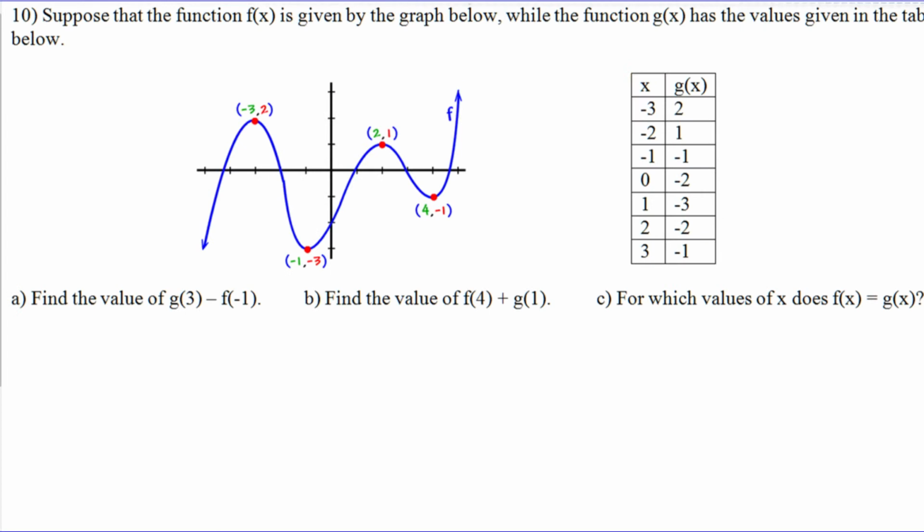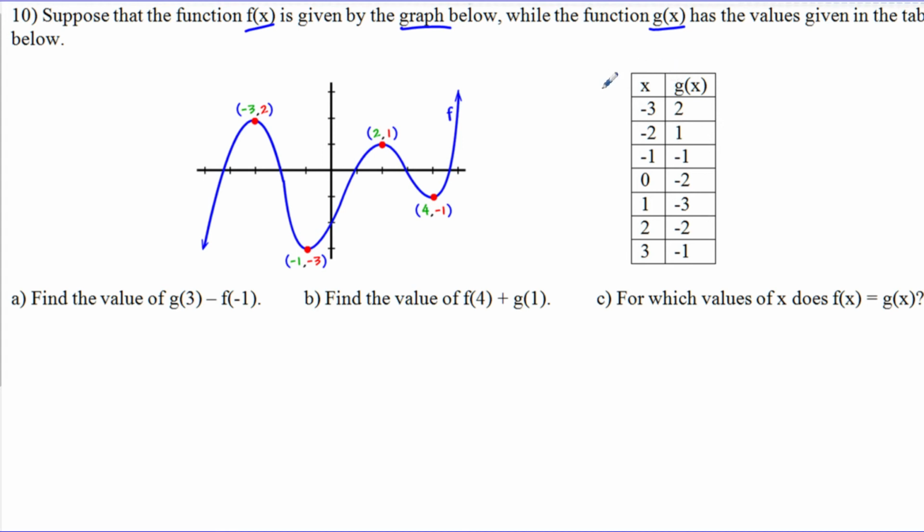So our last problem for this video, the end of the first page, okay, is problem number 10, which is asking us to take a look at the graph on the left, which they're calling f, right? So f is the graph, okay? So that's this one right here. And then g is the table, which is all this information. And they're asking us to do g of 3 minus f of negative 1.